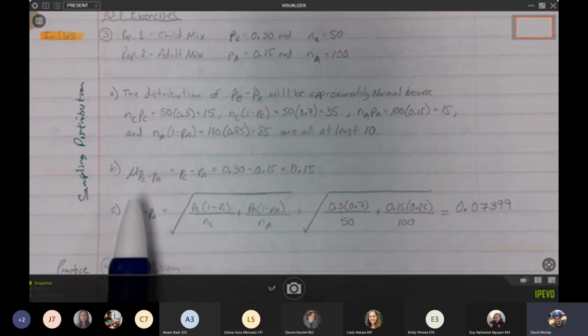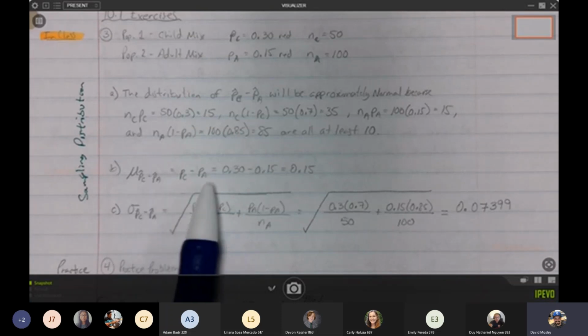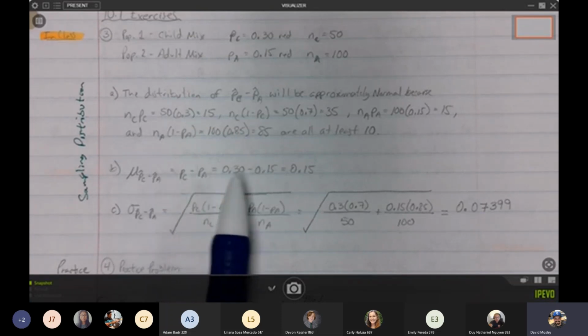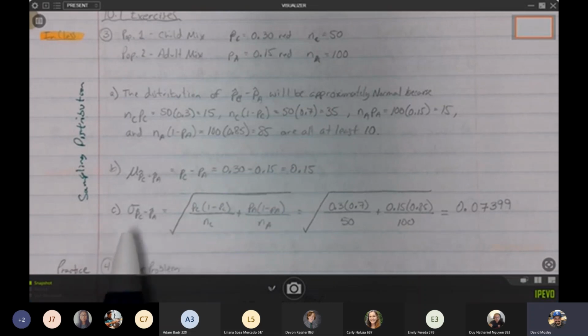The mean of the difference of the sample proportions is equal to the difference between the population proportions, which is 0.3 minus 0.15, and we get 0.15. And lastly, our standard deviation of the difference of the sample proportions. We get this formula here, and we get the square root of 0.3 times 0.7 over 50 plus 0.15 times 0.85 divided by 100. And we ultimately get 0.07399. You could round that to 0.074.